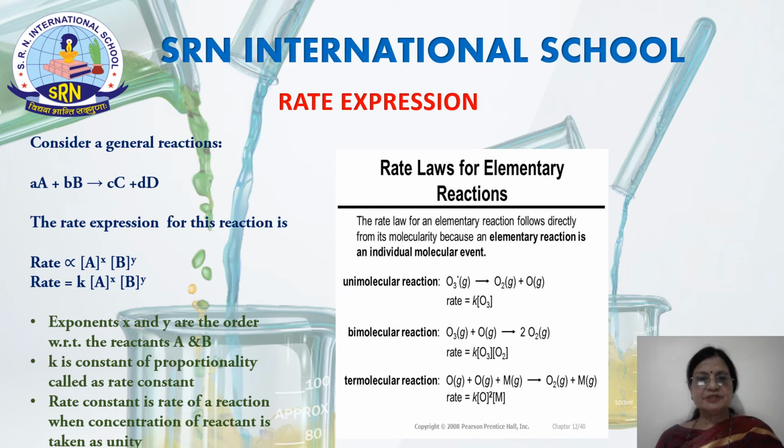So the rate of a reaction is directly proportional to the product of the concentration of the reactants A and B, each raised to the power x and y. Rate is equal to k, concentration of A raised to the power x, and concentration of B raised to the power y. So exponents x and y are the orders with respect to the reactants A and B. And k is the constant of proportionality called the rate constant. Rate constant is defined as the rate of a reaction when the concentration of reactants is taken as unity.